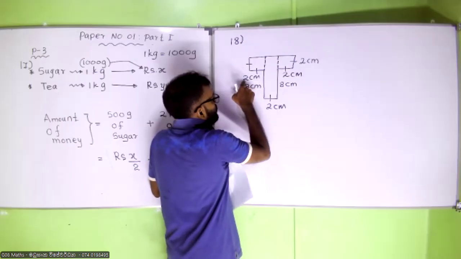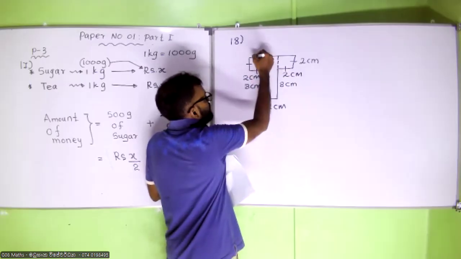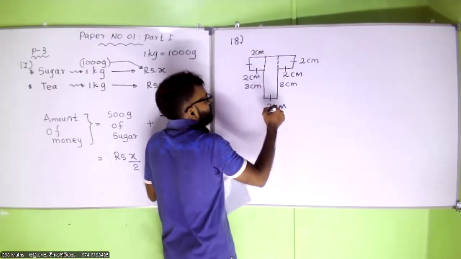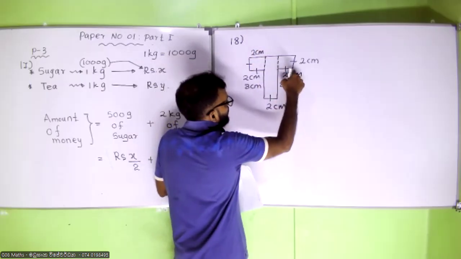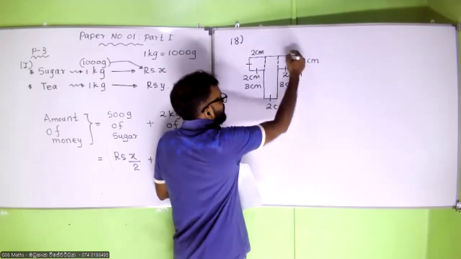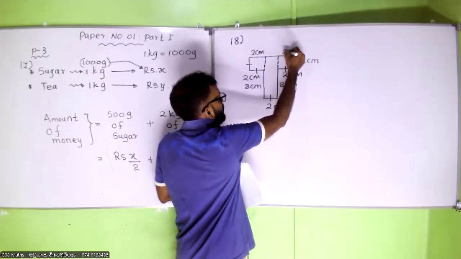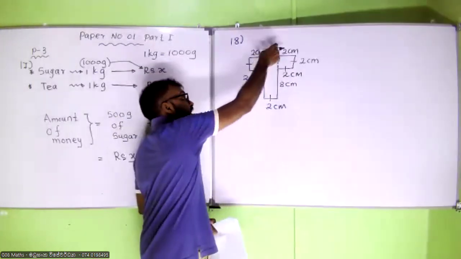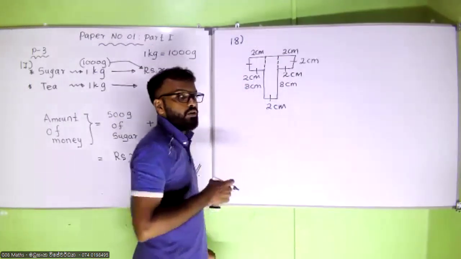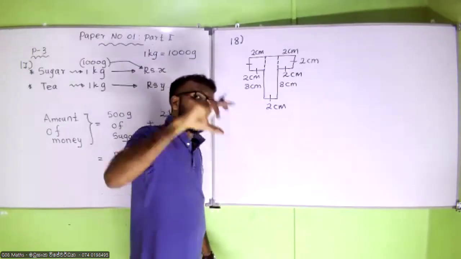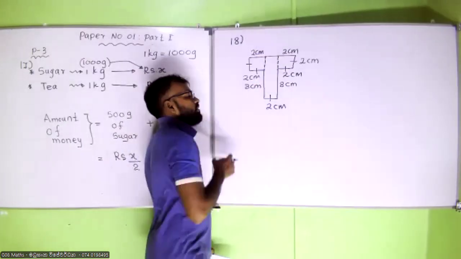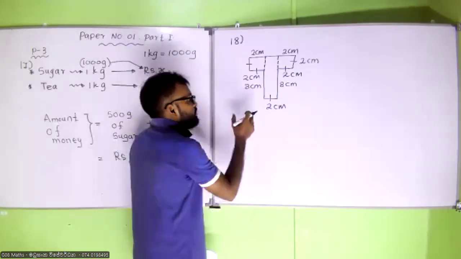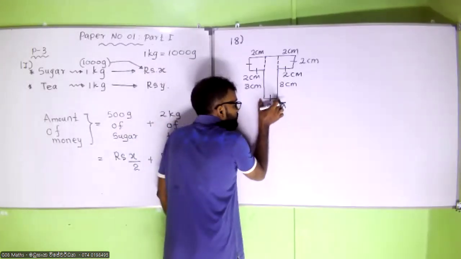Right? So this is 2 centimeters. This length becomes 2 centimeters. And if this length is 2 centimeters, so this length becomes 2 centimeters. And what can you say about this middle length? This part. What should be the length of this part? It should be 2 centimeters, because this part is 2 centimeters.